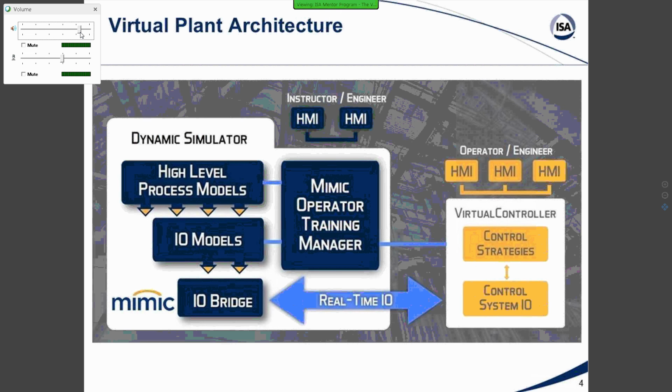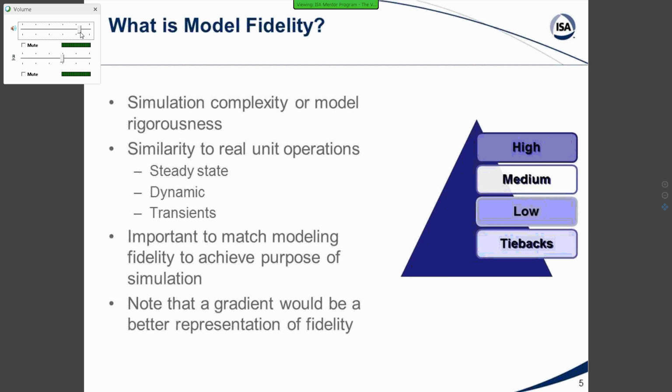On the last part of that, I mentioned the idea of process models. It can be kind of an unknown what level of process model is required, and a lot of times the word fidelity is thrown around, as that describes how accurate the simulation is. So model fidelity is really the simulation complexity or model rigorousness. In describing it, it's also the similarity to real unit operations in steady state operation, in dynamic operation, or in transient. So all these pieces come into play.